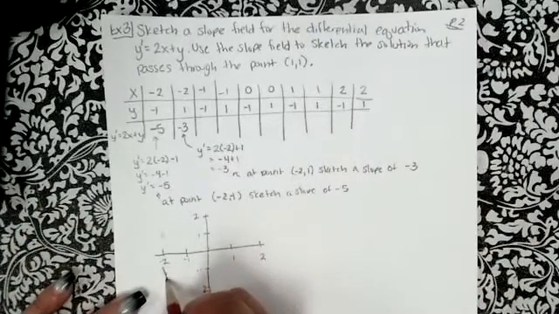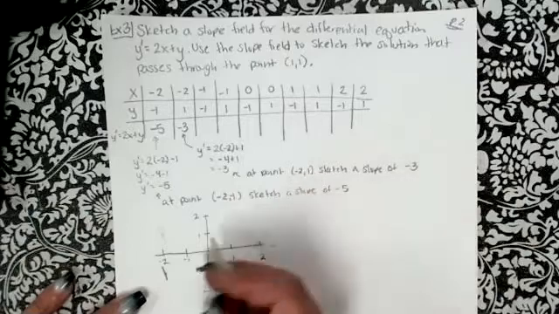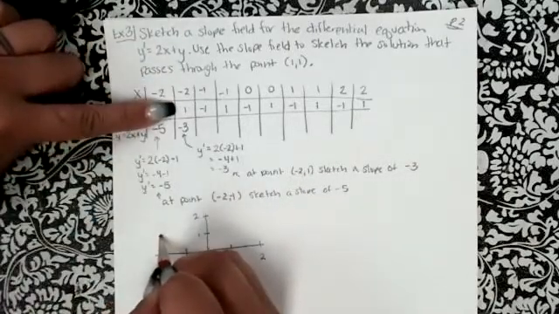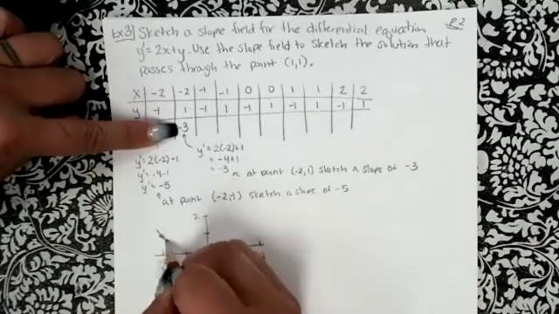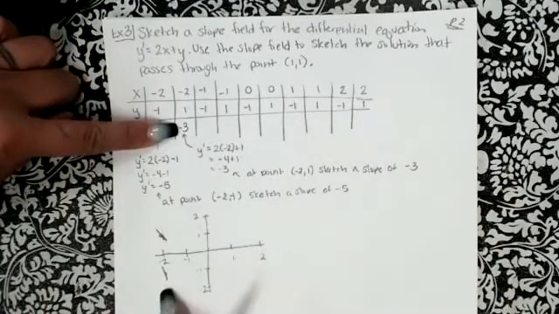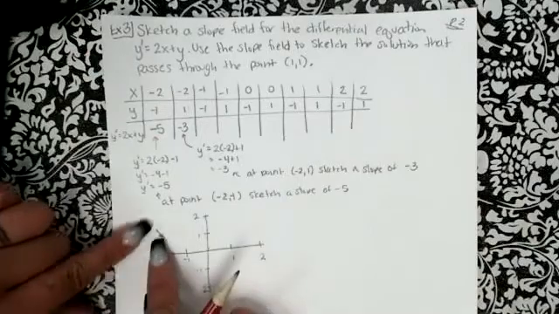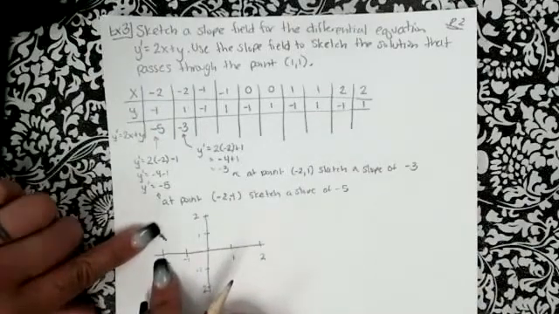That slope is a -5. Now I have the point -2, -1, so here's -2, positive 1, and that slope is a -3. It's not as steep as this one, because that's a slope of -5, meaning it's going to go down 5 over 1, where this one is going to be down 3 over 1.